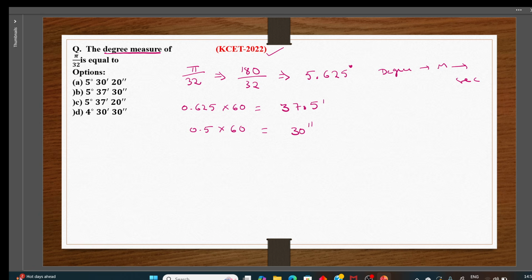So what is the final answer here? Pi by 32 is equal to 5 degrees, 37 minutes, 30 seconds. So this is the answer. Option B is the correct answer. This question is from KCET 2022. Clear?